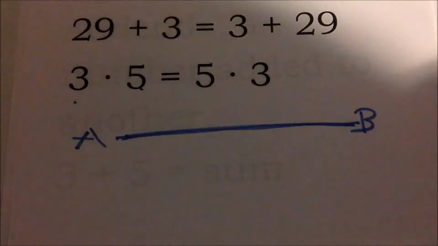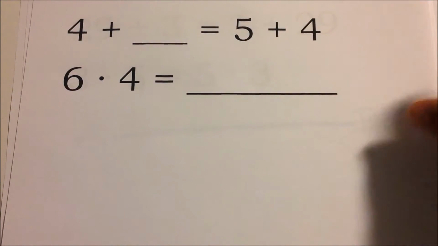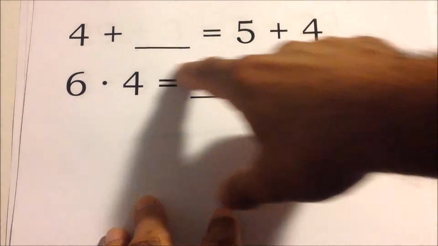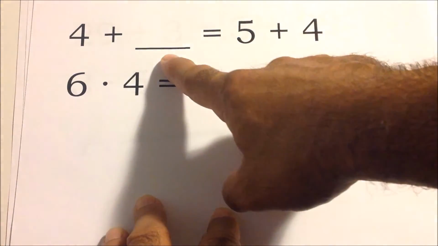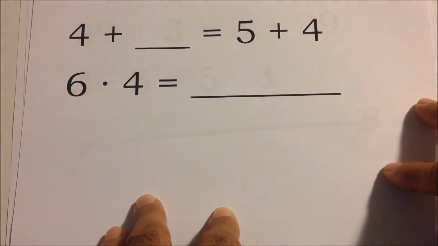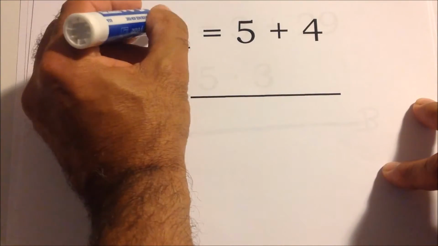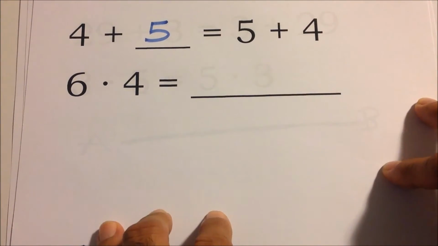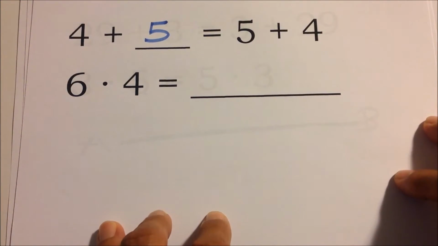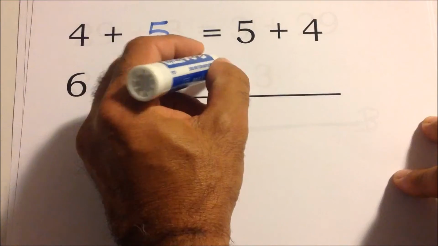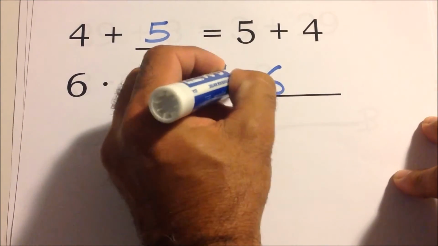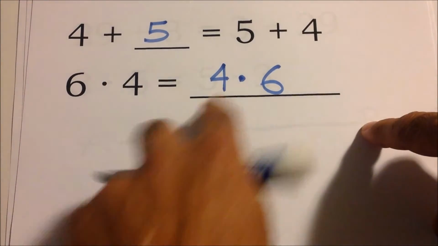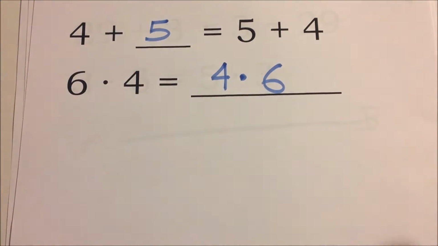So let's look at one. If I said 4 plus what number equals 5 plus 4, how would we answer this question? Commutative property, you just put a 5, right? And how do we answer this question? 6 times 4 in the commutative property is also 4 times 6. Same thing. Commutative property, going back and forth.